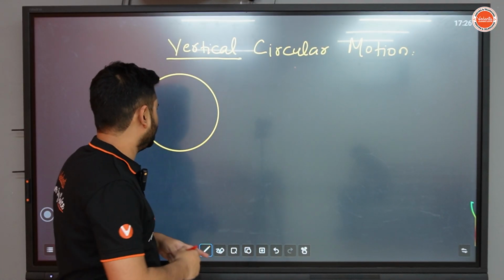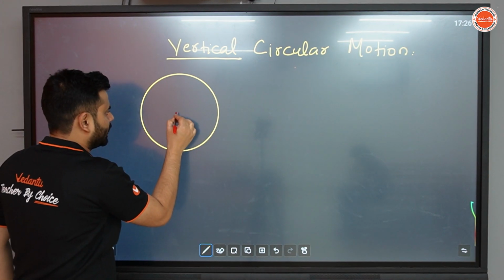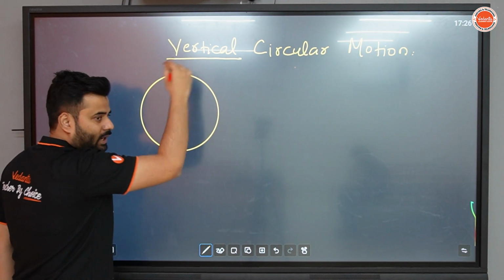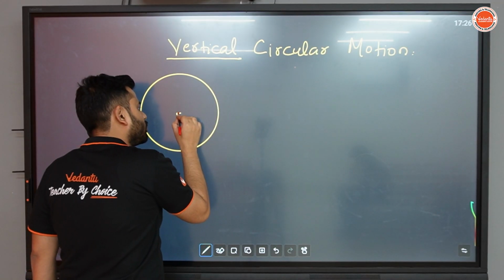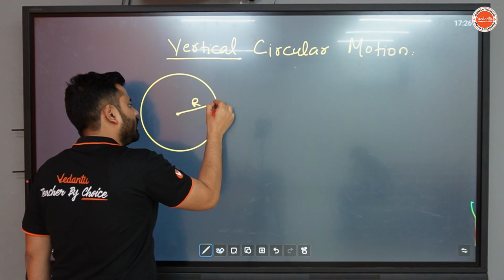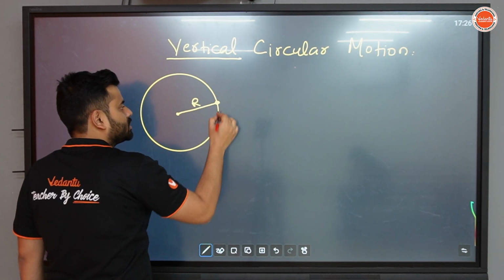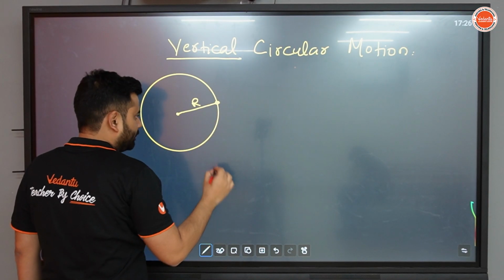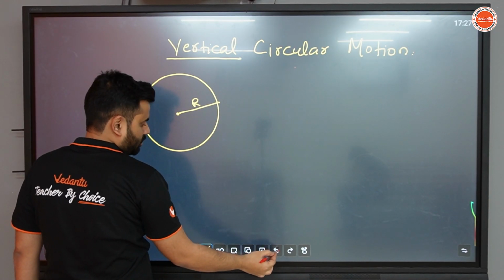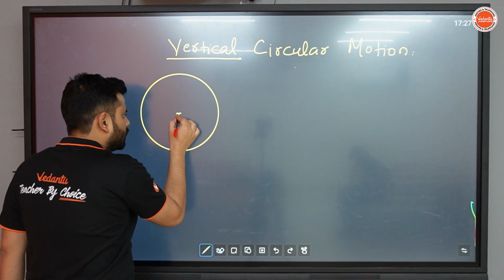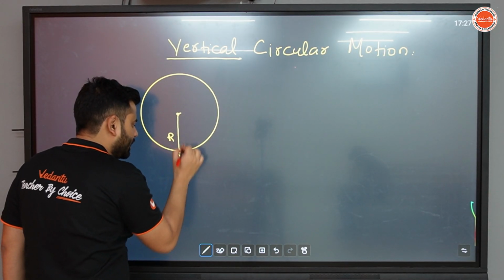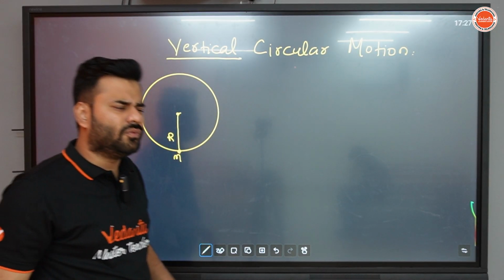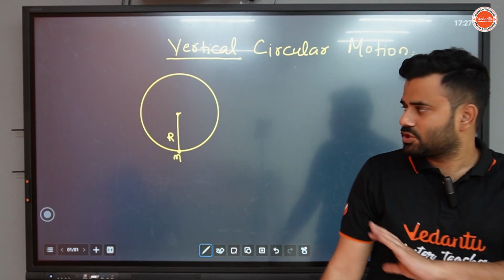So let's suppose we have a particle that is moving in a vertical plane in a circular path of radius r. Let us suppose the mass of the particle is m, and the radius of this circular path is r. Various concepts are involved in this total topic.